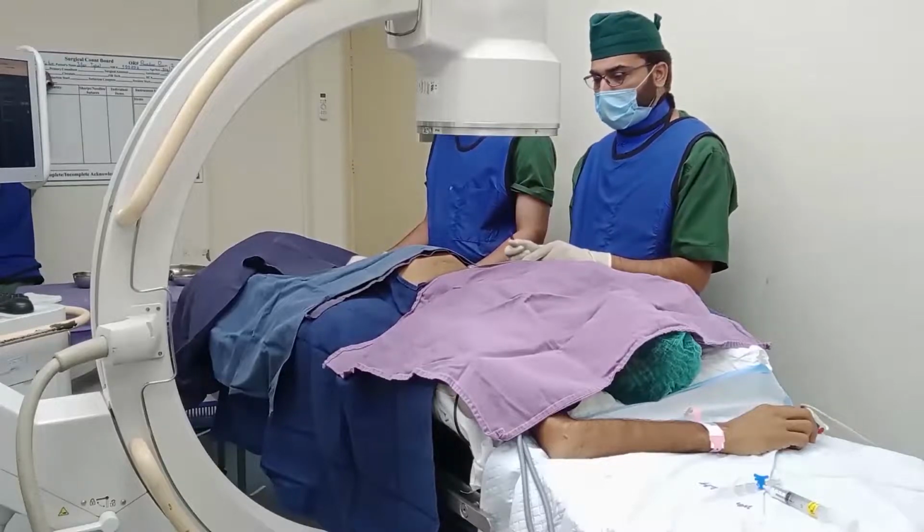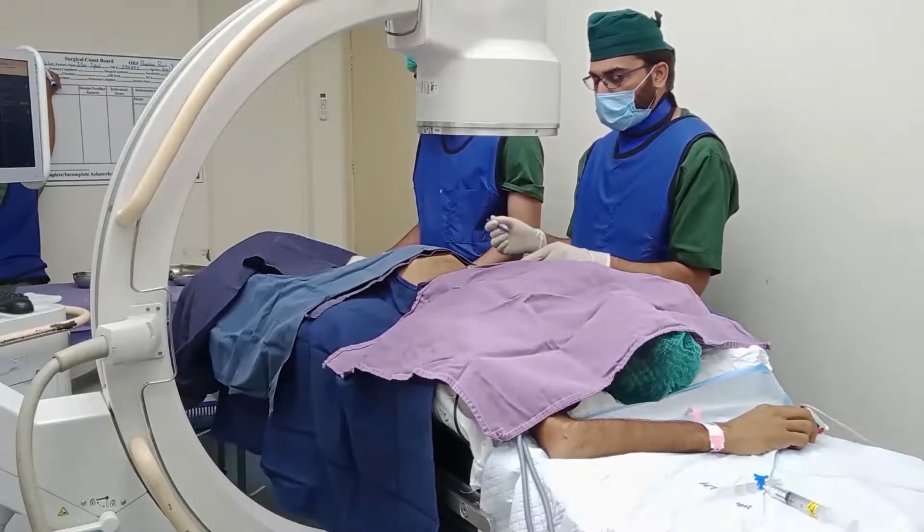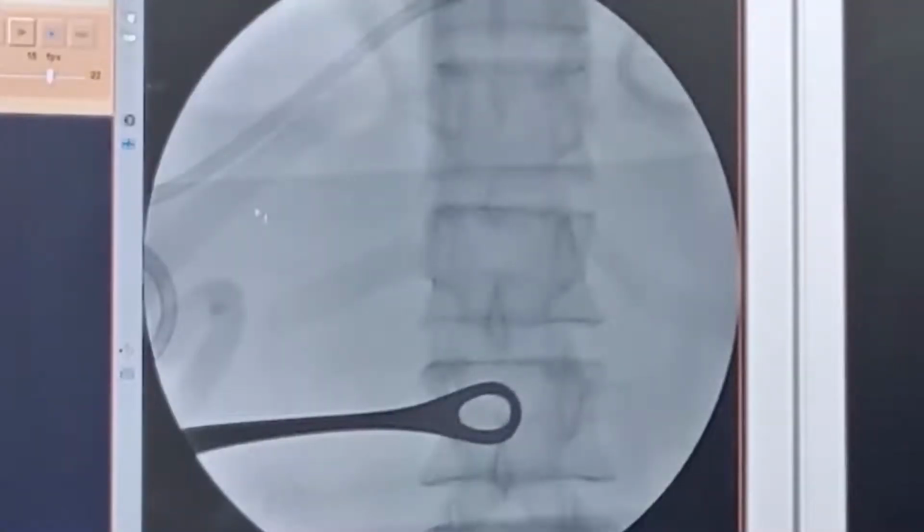AP view of the thoracolumbar spine is taken from the C-arm. In the AP view, L1 vertebra is identified. The vertebra having the spun stick image is L1 vertebra. The vertebra above it having the ribs on the sides is T12 vertebra.